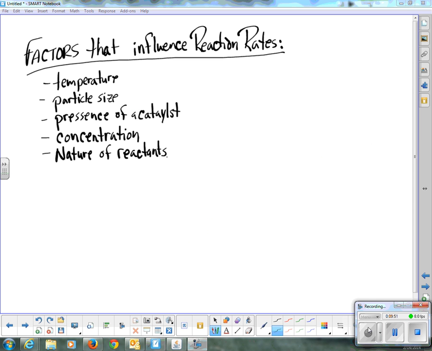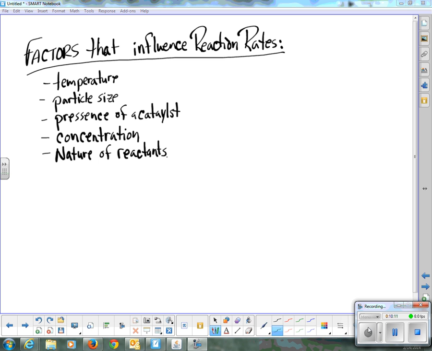Okay, so we have factors that influence our reaction rates. We actually did that in lab, remember? But there are 5 of them: temperature, particle size, presence of a catalyst, concentration, and nature of reactants. We did the lab with the temperature, particle size, and concentration. We didn't put a catalyst in there, but a catalyst, remember, just lowers the activation energy.